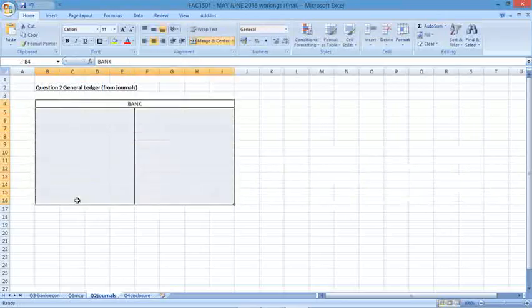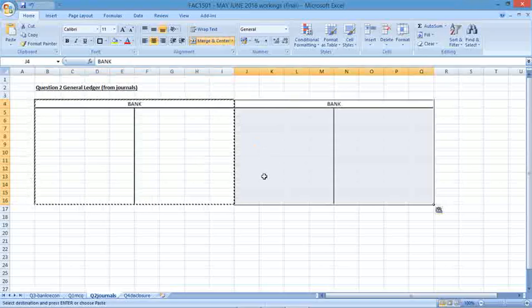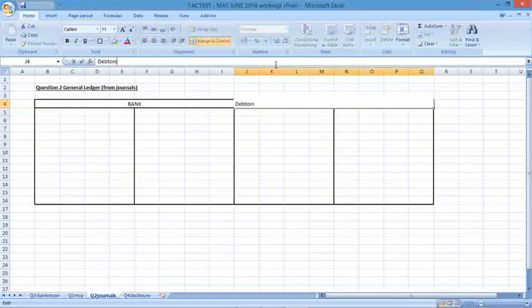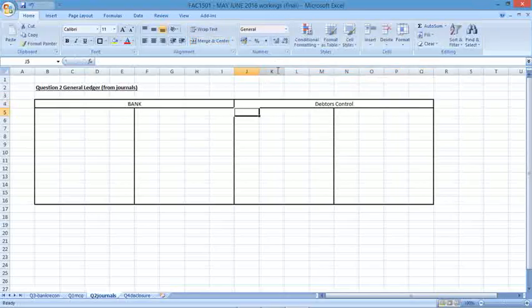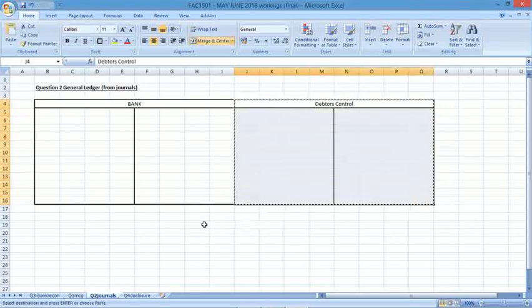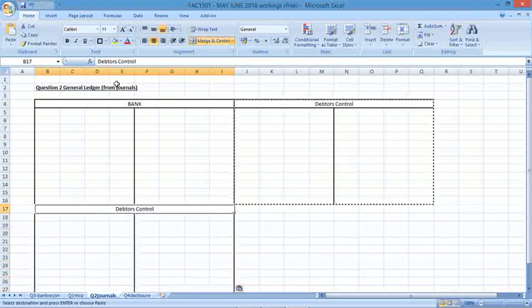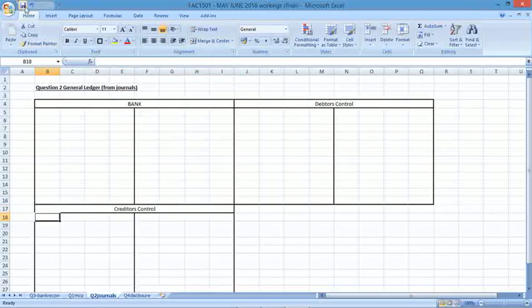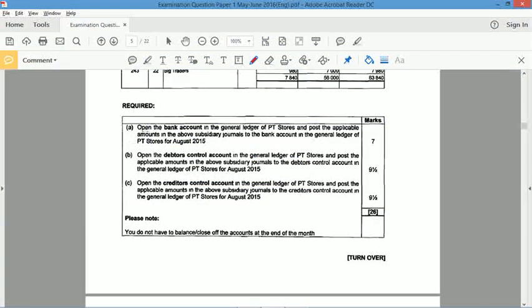Then I'm going to have debtors and creditors. Okay, so I'm going to do that there. Debtors control, or debtors control debtors. That's what they gave you in the question. And then creditors control. Alright, so that's what they've asked you to do in this question. A is the bank, B is the debtors, C is the creditors.